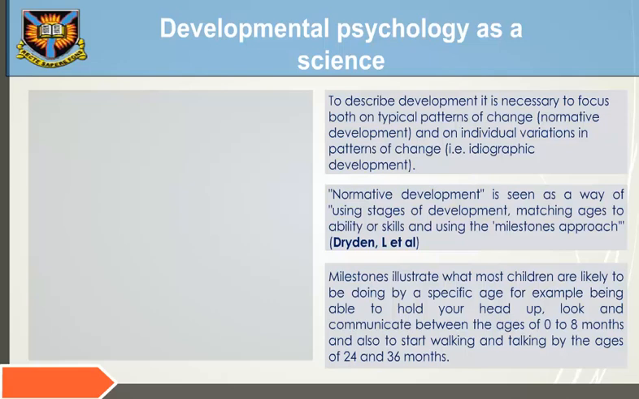Normative development is seen as a way of using stages of development, matching ages to ability or skills, and using the milestones approach. Dryden, L. et al. Milestones illustrate what most children are likely to be doing by a specific age. For example, being able to hold your head up, look and communicate between the ages of 0 to 8 months, and also to start walking and talking by the ages of 24 and 36 months.